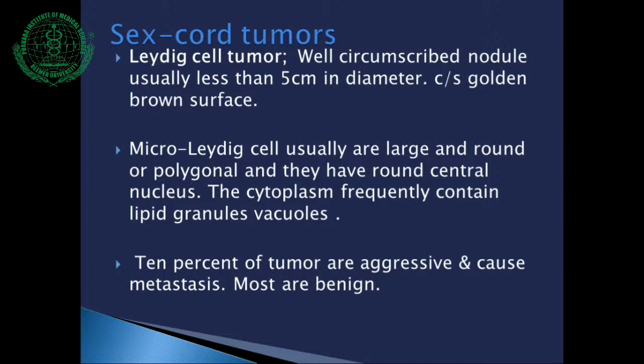In the microscopy, there will be Leydig cell hyperplasia, that is a proliferation of the Leydig cells, and these are large round polyhedral cells with a distinct rounded central nucleus and abundant eosinophilic cytoplasm. The cytoplasm contains lipid granules. This tumor usually remains benign in nature, but in 10% of cases it may become aggressive and show metastasis.